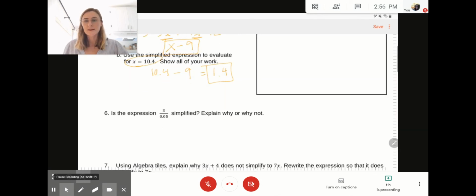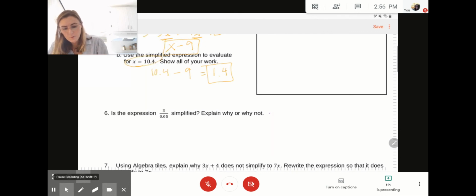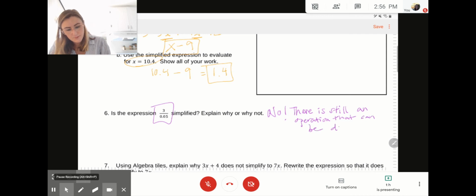Number 6, is the expression 3 divided by 0.05 simplified? Explain why or why not. Well, when we see a fraction and there is a decimal in it, we should know that this is not simplified. So I'm going to say no, because there is still an operation that can be done. So 3 can actually still be divided by 0.05.